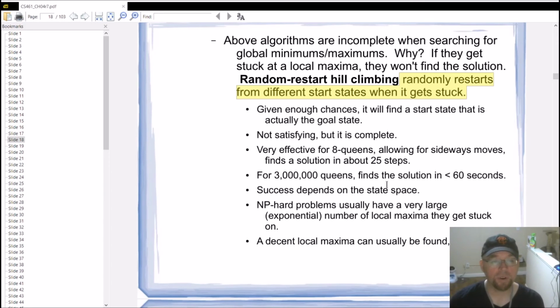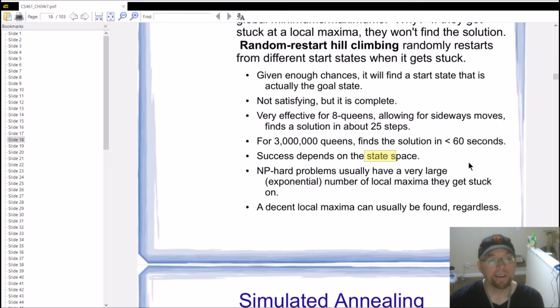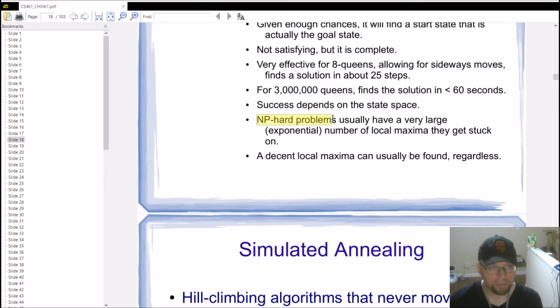Okay, so how successful you are is going to depend on your state space. With NP-hard problems, usually there's an exponential number of maxima or minima that the algorithm can get stuck on. But regardless, if you take all of these factors into account, you may not find the global maxima or minima, but you can find a pretty good one. It may not be the absolute best, 100% perfect arrangement of items on the factory floor, but it'll be pretty good.